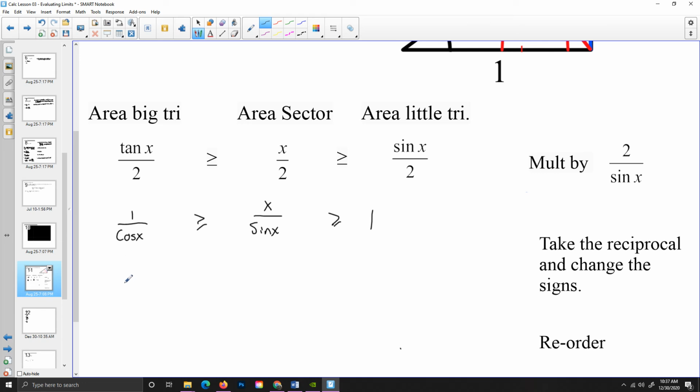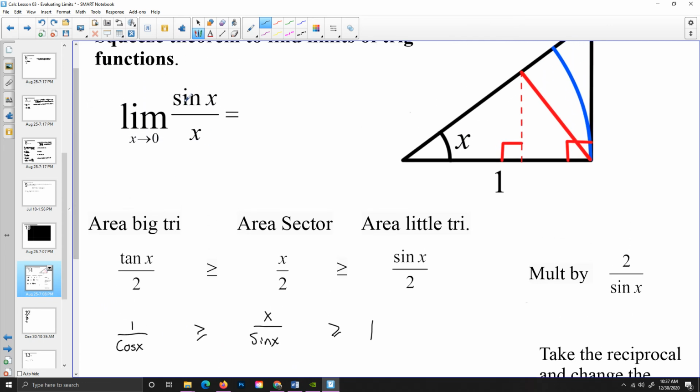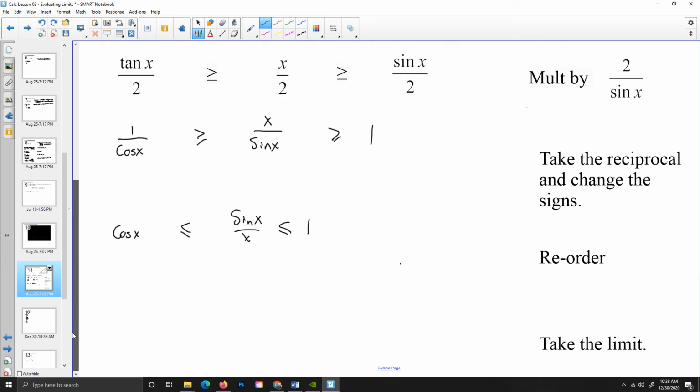So when I make this cosine, it's going to be cosine x, and it would be over 1, but I don't need that. And then I will change the sign to make it less than, and this will be the sine of x over x, and that'll be less than or equal to 1. Now you'll see that we're getting to this sine over x that we're looking for.